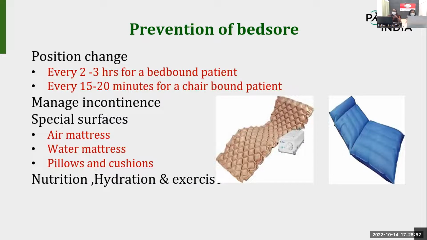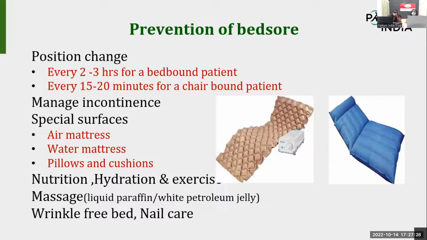As I mentioned earlier, nutrition, hydration, exercise. These are other important factors, because if they have a protein deficiency in their diet, it can cause pressure ulcer. If they are not taking any fluids, dehydration can also affect the patient. And exercise, if you do the exercise, definitely we can improve the blood circulation. That way we can prevent pressure ulcer.